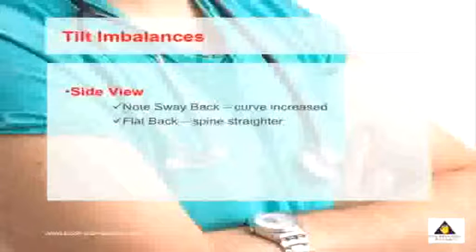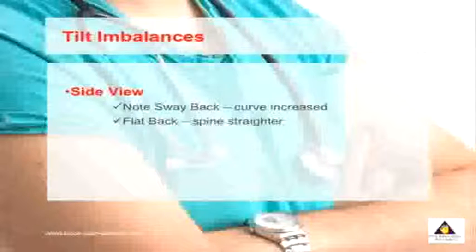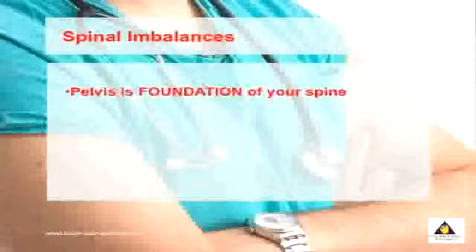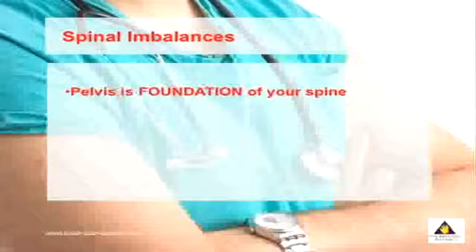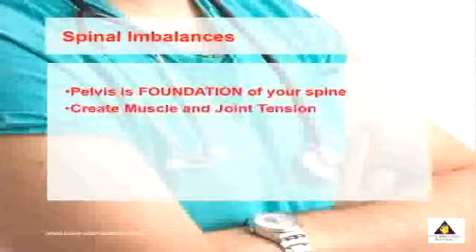And also you can look at the side view of your posture, and this is what detects what's called a tilt type imbalance, where you can have a sway back where the curve in your low back is a lot greater, or you may have a flattened spine. Now it's the pelvis which is the foundation of your spine, and it's the imbalances that are centered around here that can create pain throughout your spine, causing both muscle as well as joint tension.